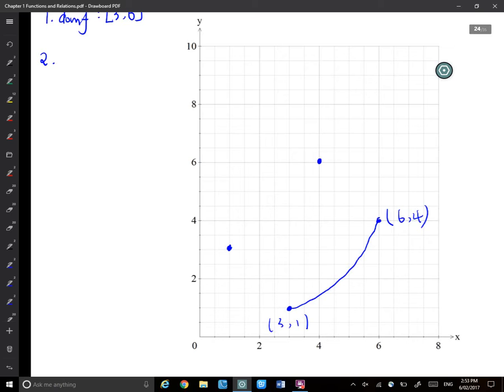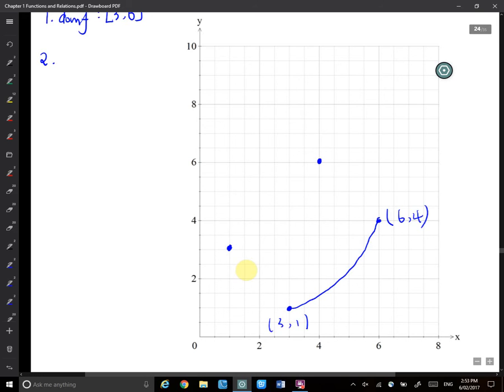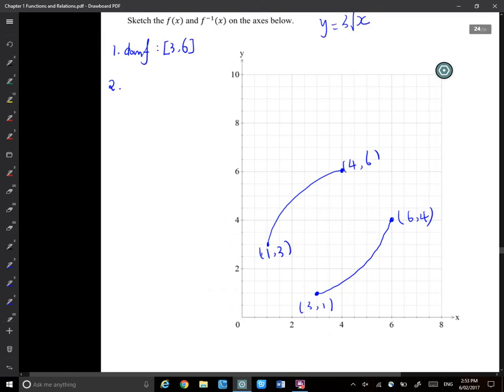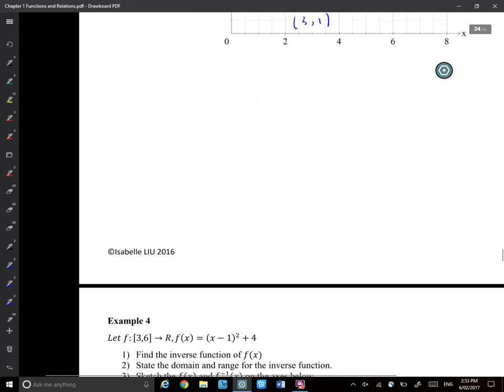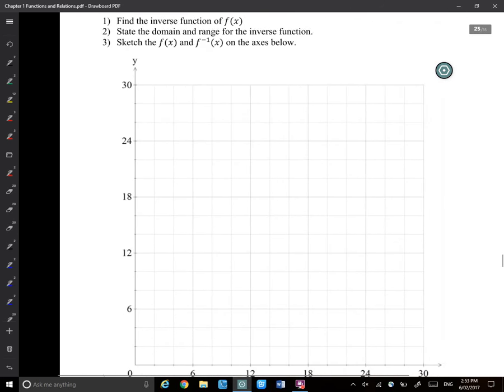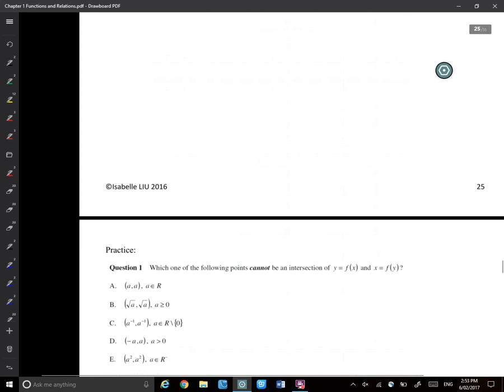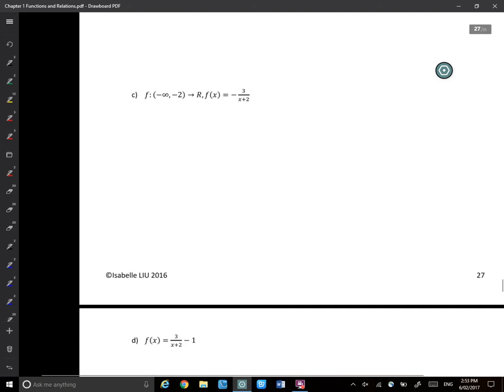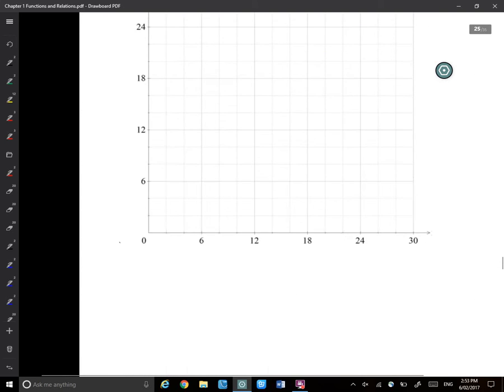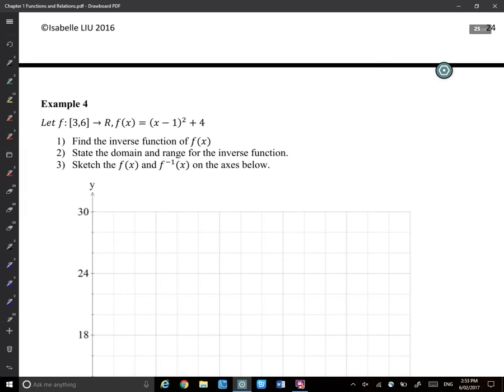So (1, 3) and (3, 1) are like a pair. They will look like this. That's (4, 6), and that's (3, 1). That's the graph of this. I'm going to do the next one, which will be quite similar to this. Is there any harder one we can do? I give you a lot of practice, but I'll try this one first.